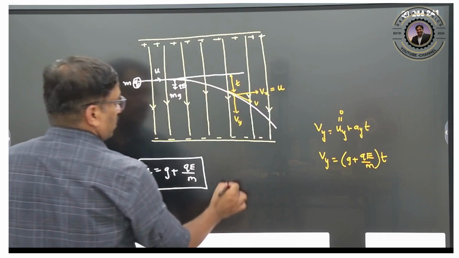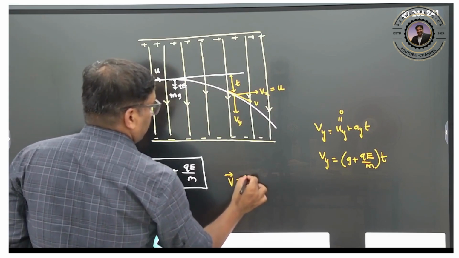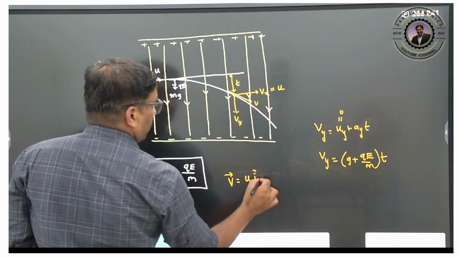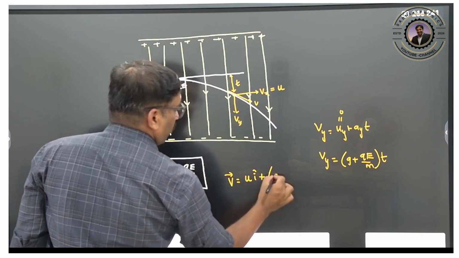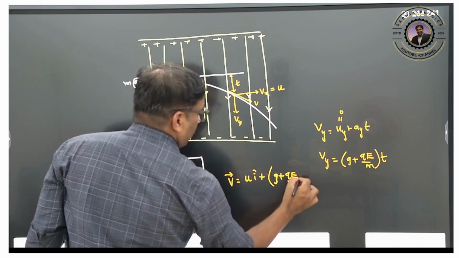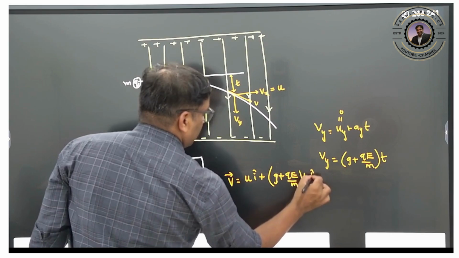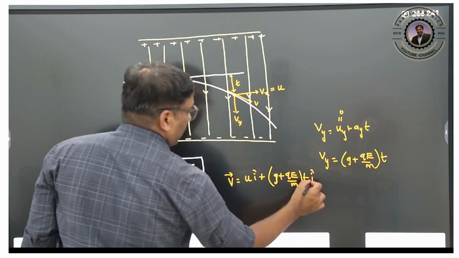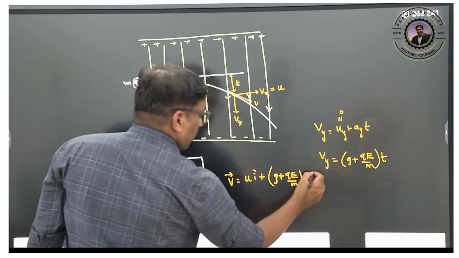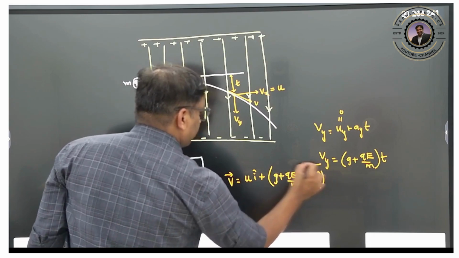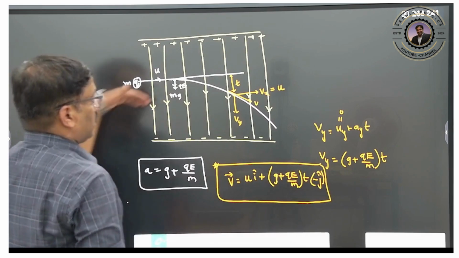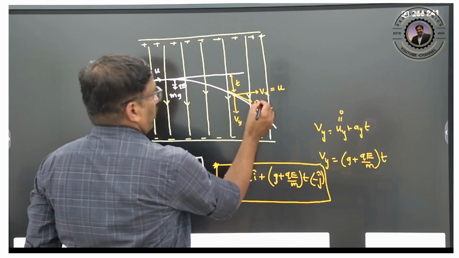So what will be the velocity vector here now? The velocity vector is nothing but u horizontally, so it is u i cap, plus vy, that is g plus qE by m into t, in the j cap direction. That is downward, so minus j cap. This will be your velocity at any point.